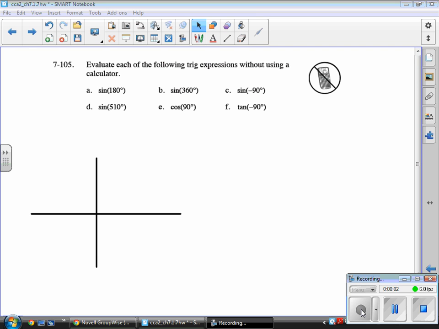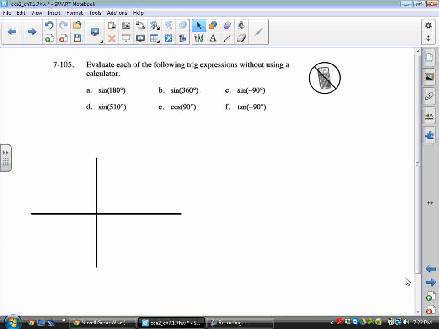This is problem 7-105 from section 7.1.7. Evaluate each of the following trig expressions without using a calculator. Okay, so what we're going to do, instead of using the whole unit circle, I'm just going to estimate where I'm drawing these in so it doesn't have to be so precise.